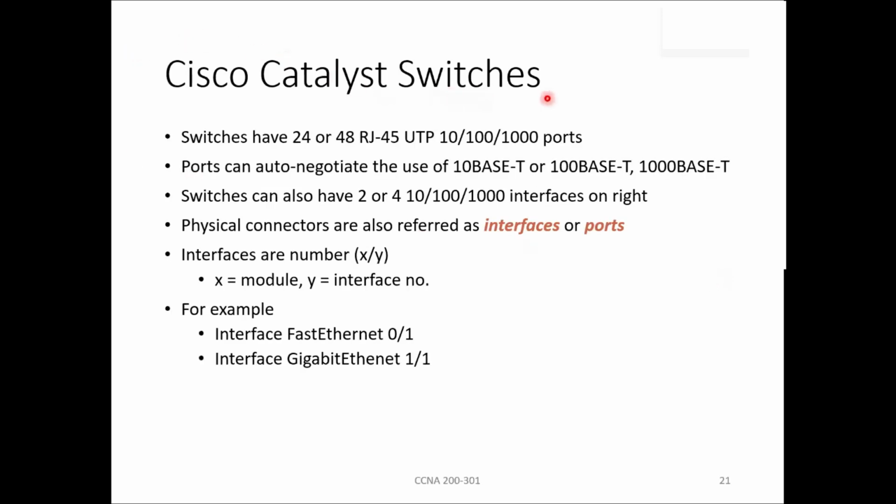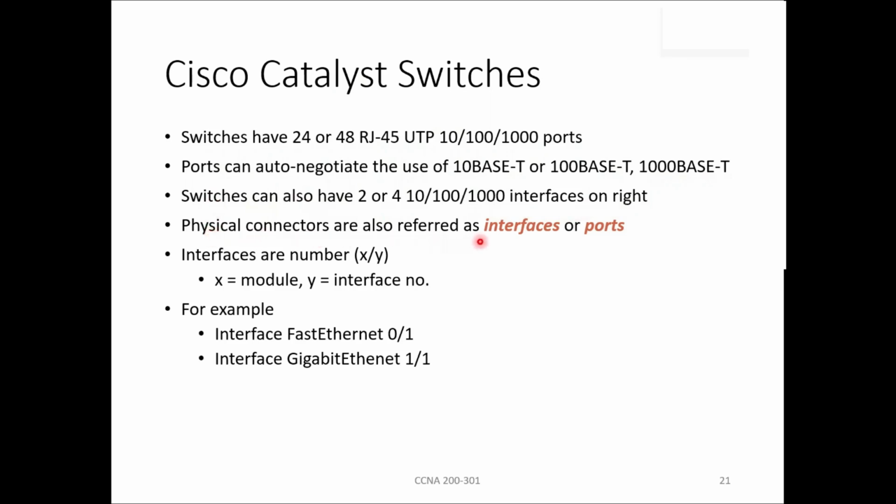In Cisco Catalyst switches, we may have 24 or 48 RJ45 UTP 10, 100, or 1000 base ports. This is the speed. UTP means unshielded twisted pair cable. They support 10, 100, or 1000 ports. Ports can auto-negotiate the use of 10BASE-T, 100BASE-T, or 1000BASE-T. And switches can also have 2 or 4 10/100/1000 interfaces on the right hand side.